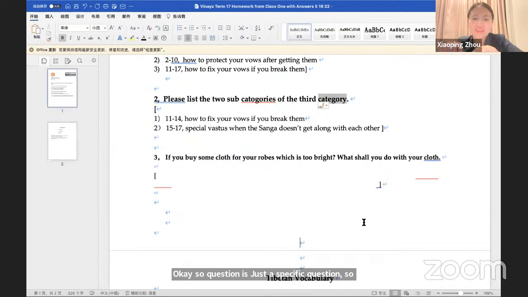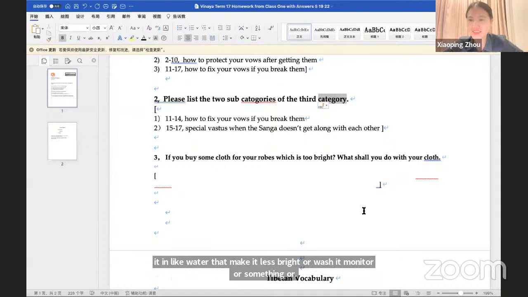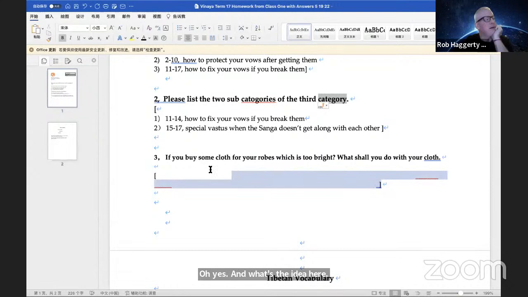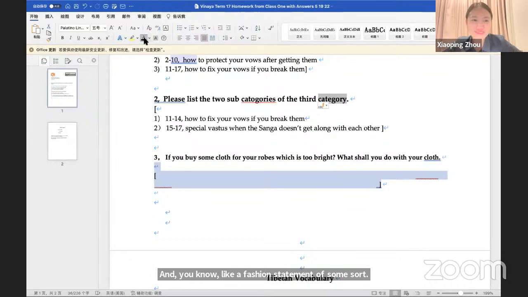Okay, third question is a specific question. If you get some cloth for your robes which is too bright, what should we do? Don't you put it in water to make it less bright, or wash it? And what's the idea here? That the dye will leach out of the fabric. We want the cloth to be of a duller color so that the individual doesn't stand out, like a fashion statement of some sort. Thank you. Yay.